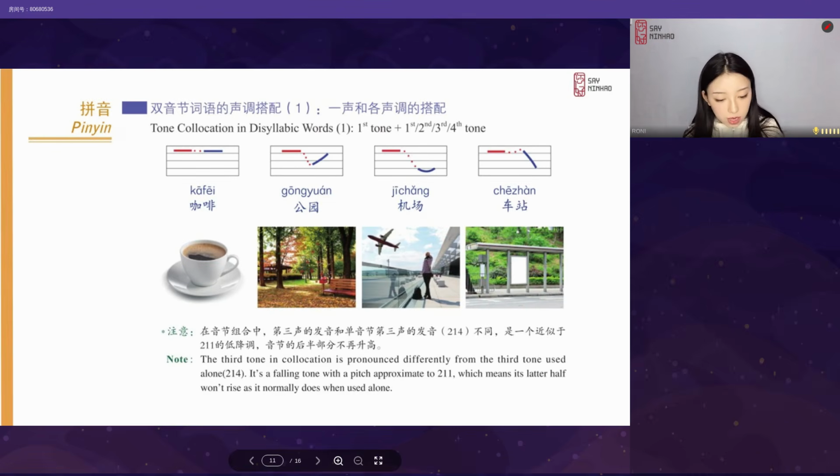Now let's move on to the next part, which is the collocation in disyllabic words. Disyllabic words are really important parts in Chinese characters, okay? So if you can read them properly, you can read Chinese really smoothly.